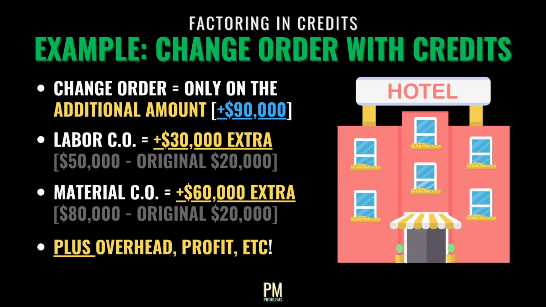Their change order should outline the additional labor cost to be $50,000 minus the original $20,000 planned, for a net labor increase of $30,000. The additional materials are $80,000, less the $20,000 originally expected for the carpet. Thus, the change order will cover the $30,000 in increased labor cost and $60,000 in increased material cost, for a total of $90,000 in additional cost, plus overhead, profit, and any other additional charges we've covered already.